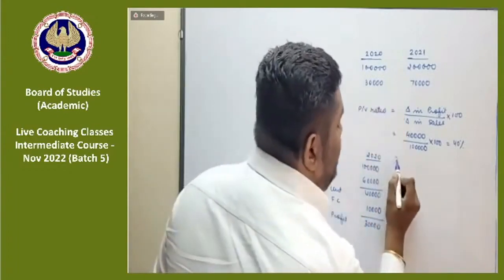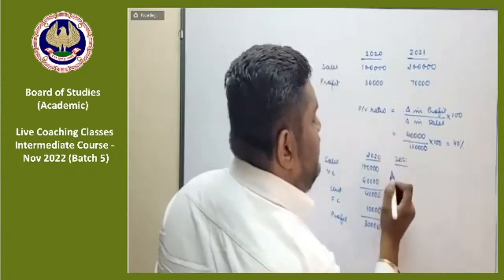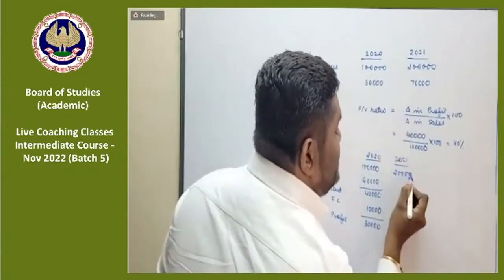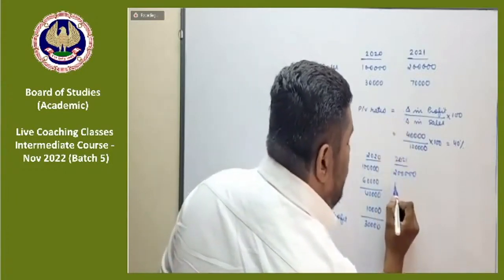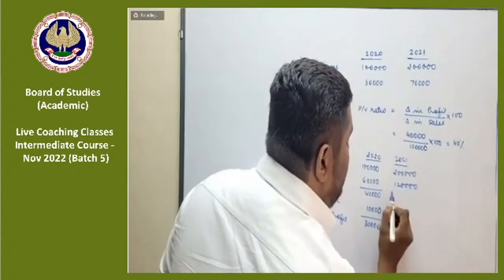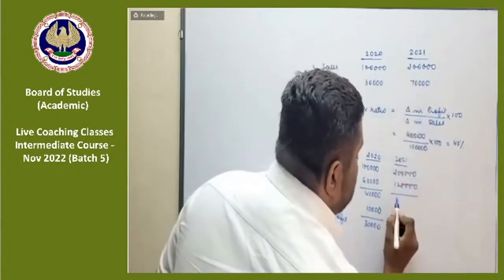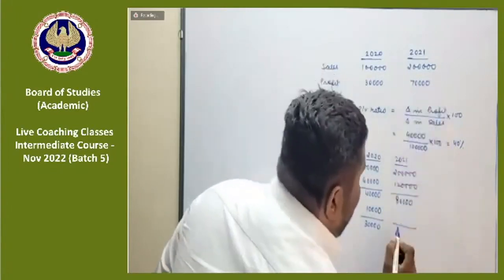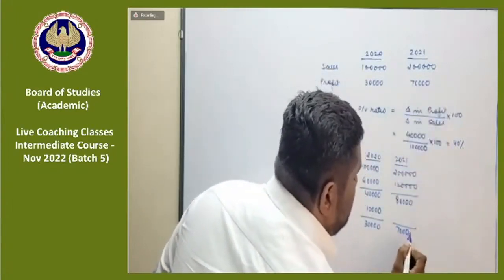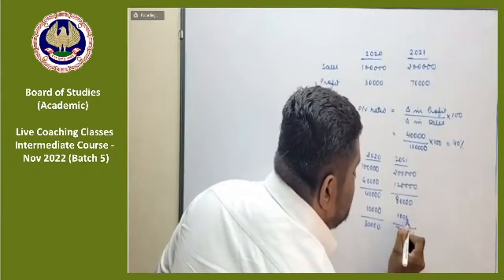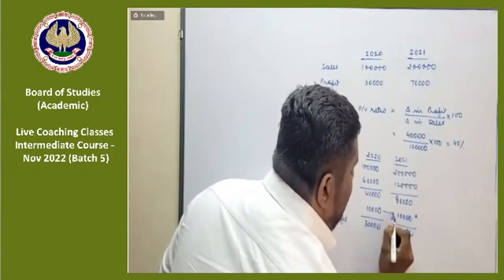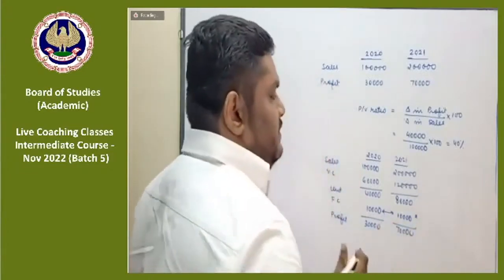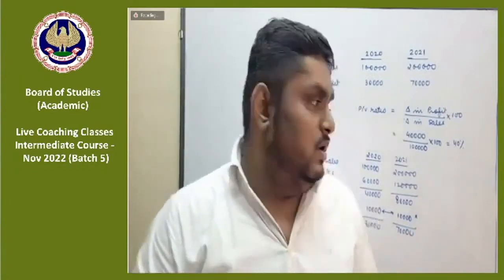In 2021 also, we can prepare the statement. That is 2 lakh is my sales. 1,20,000 will be my variable cost. So 80,000 will be my contribution. My profit is 70,000. So this 10,000 fixed cost is my balancing figure. And fixed cost is constant in both the years.